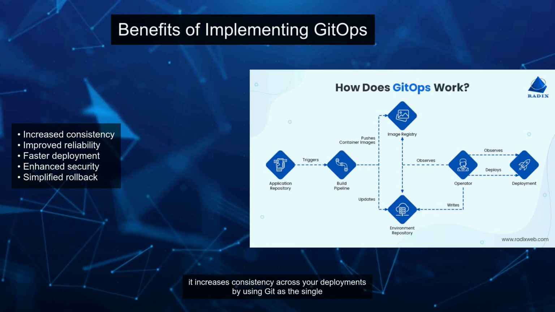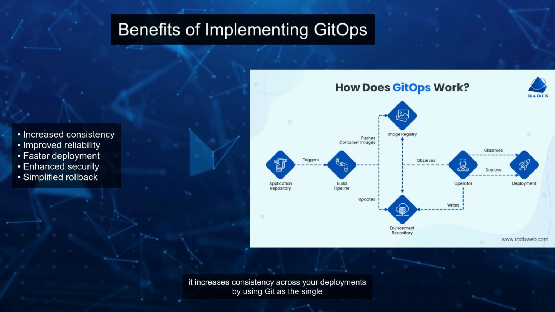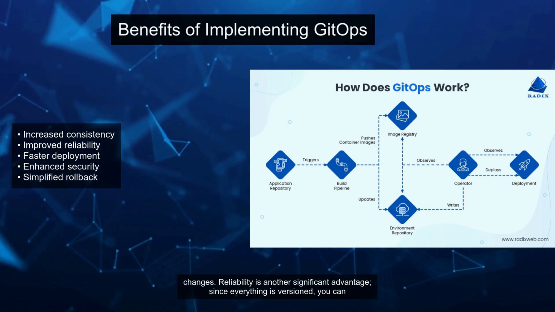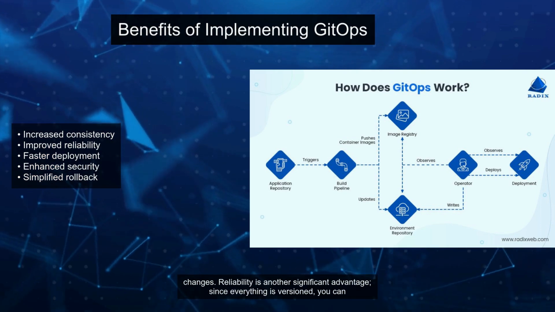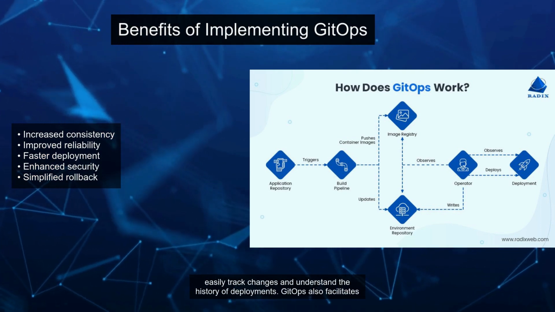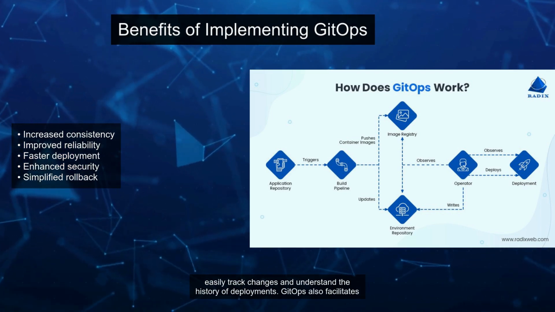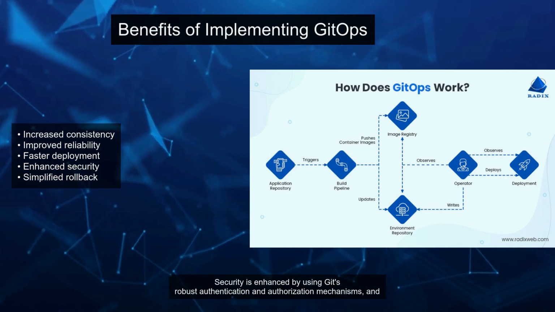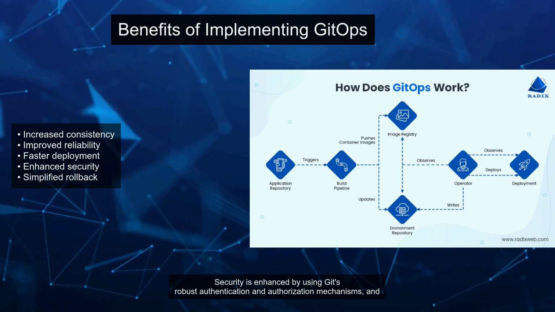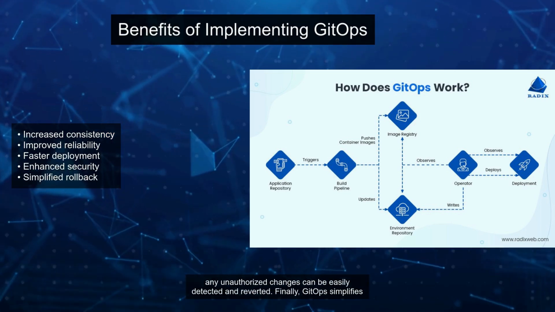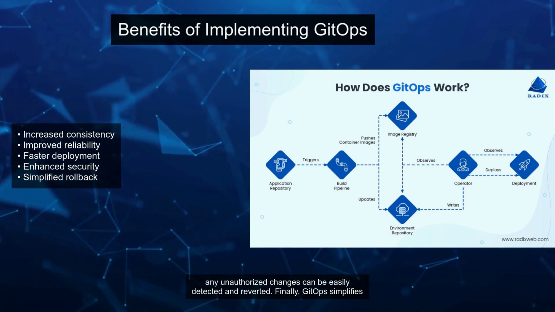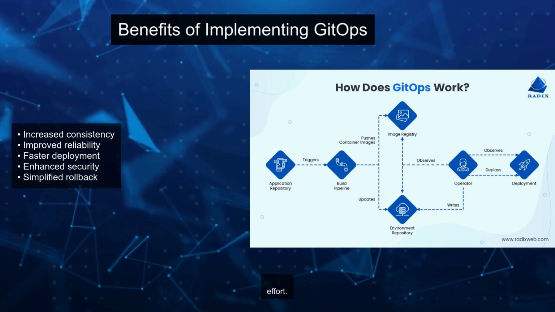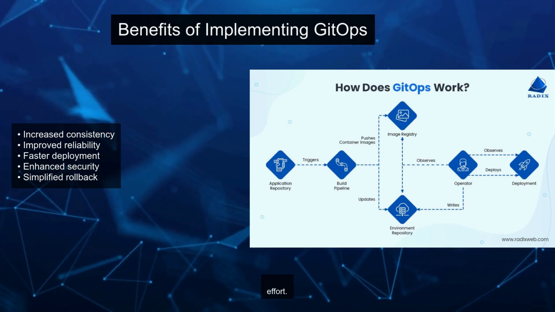Implementing GitOps brings several benefits to your CI/CD workflows. First and foremost, it increases consistency across your deployments by using Git as the single source of truth. This approach reduces discrepancies that may arise from manual changes. Reliability is another significant advantage. Since everything is versioned, you can easily track changes and understand the history of deployments. GitOps also facilitates faster deployment cycles, as changes can be tested and integrated more efficiently. Security is enhanced by using Git's robust authentication and authorization mechanisms, and any unauthorized changes can be easily detected and reverted. Finally, GitOps simplifies rollback procedures, allowing you to revert to a previous state with minimal effort.